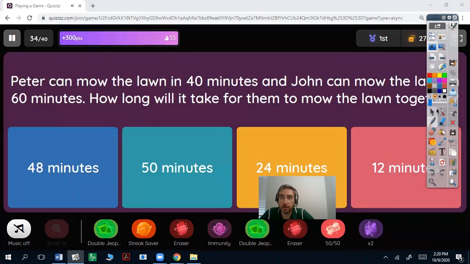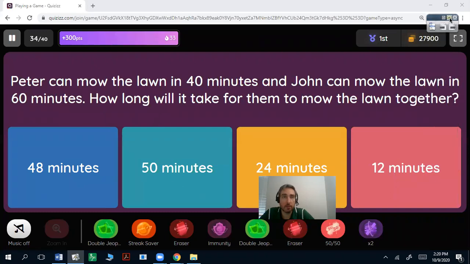All right, your favorite, the word problems. Peter can mow the lawn in 40 minutes. John can mow the lawn in 60 minutes. How long will it take them to mow the lawn together? You got Peter, you got John, you got together. You do 1 over 40 plus 1 over 60 equals 1 over x, because we don't know their combined time. So you could do some LCD stuff, 40 times 60 times x.